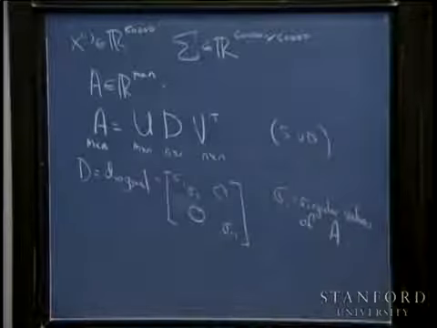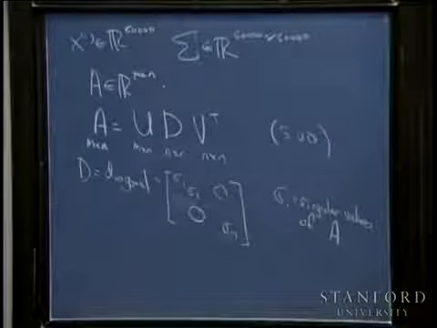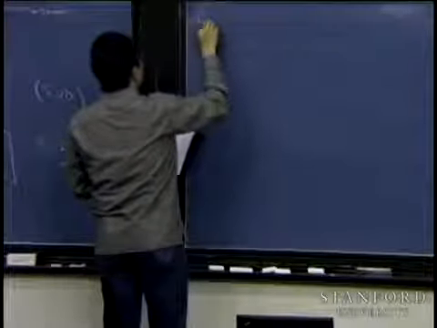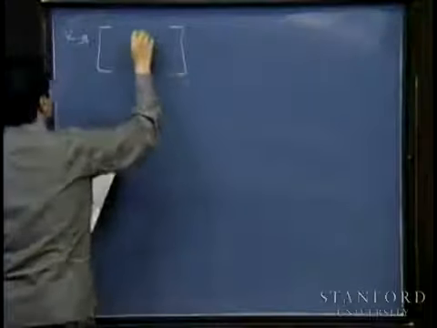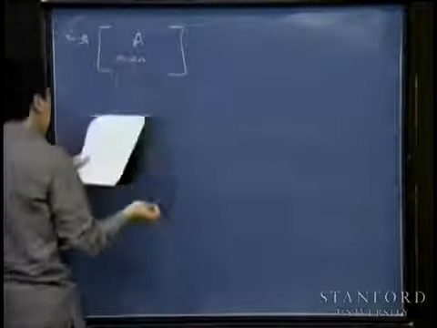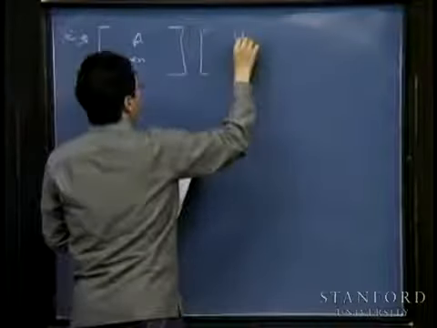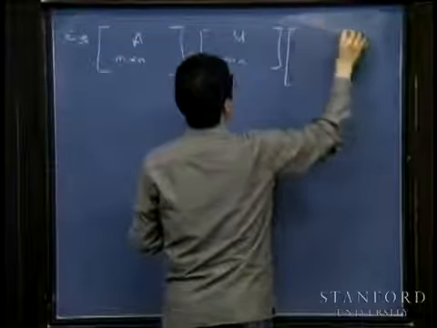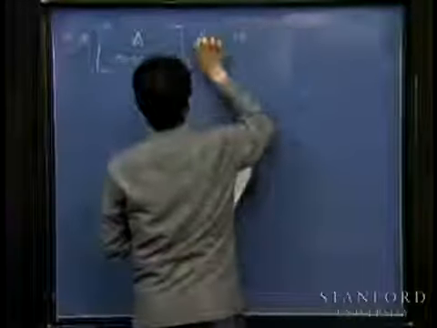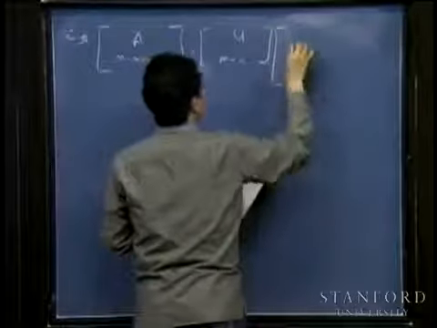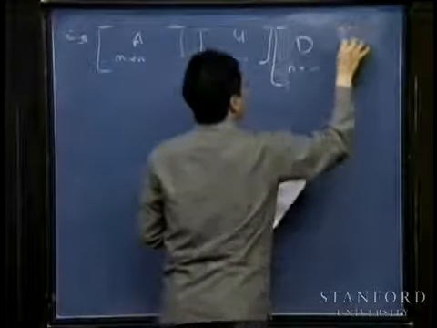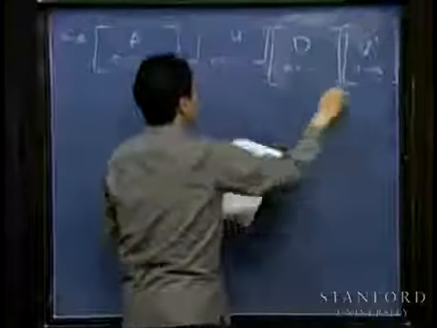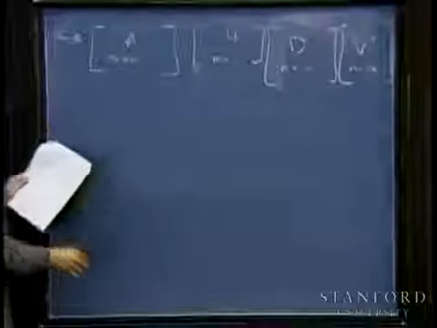Right? So let me say a bit more about this. Let me just draw the picture. So for example, if A is an n by n matrix, it can be decomposed into another matrix U, which is also n by n, D, which is the same size, n by n, and another square matrix, V transpose, which is also n by n.